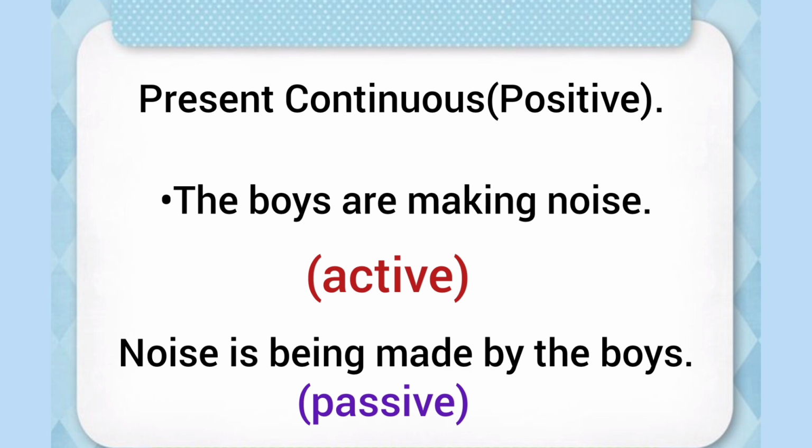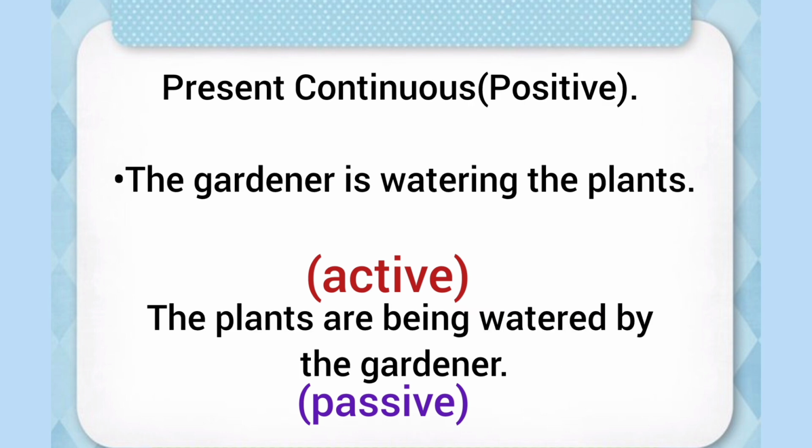and the object of this sentence. The gardener is watering the plants. The plants are being watered by the gardener. Just concentrate that the ing of watering is switched to the word be, B-E-I-N-G, and then third form of verb is supposed to be used.